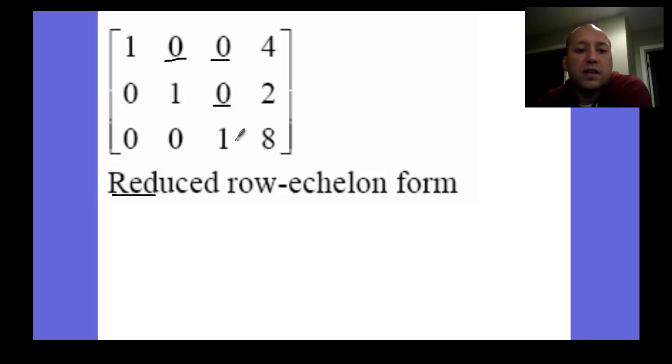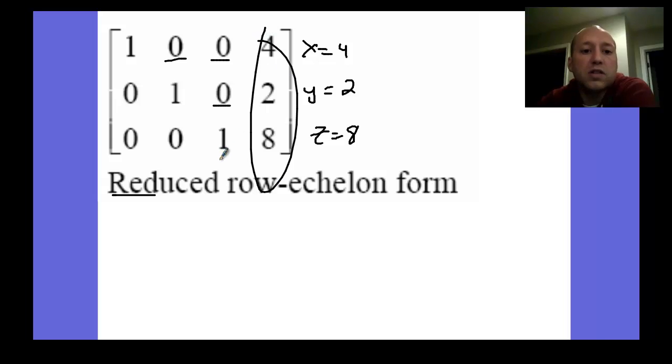But the power of this, it tells us that this equation tells us that the z is 8, this one tells us the y is 2, and this one tells us the x is 4. So it tells us the solutions for our 3 variables when it's in reduced row echelon form. So it's pretty powerful to have it in this form. But if I'm doing it algebraically, a lot of times I'll keep it in just row echelon form and then just back substitute to save me all the algebraic work of getting these zeros.